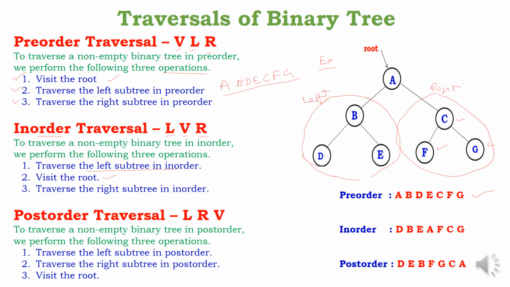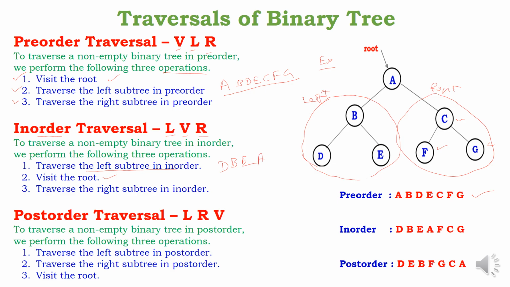So this is a binary tree where A is root node. There is a left subtree. There is a right subtree. So traverse left subtree in inorder. Left subtree means BDE. That too, it should be traversed in order. In order means left, root, right. DBE. Then main root A.